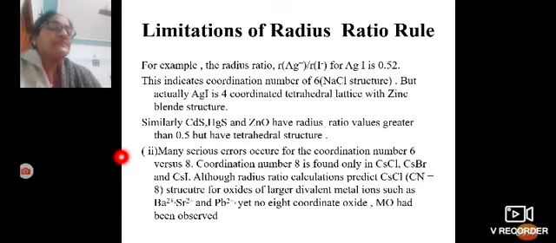Second, many serious errors occur for coordination number 6 versus 8. Coordination number 8 is found only in cesium chloride, cesium bromide and cesium iodide. Although radius ratio calculations predict coordination number 8 structure for oxides of large divalent metal ions such as barium 2+, strontium 2+ and lead 2+, yet no 8-coordinate oxide has been observed.